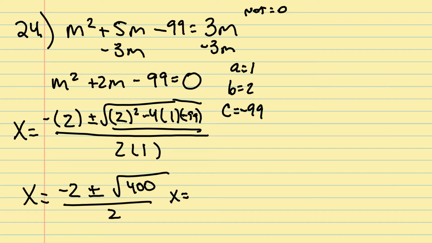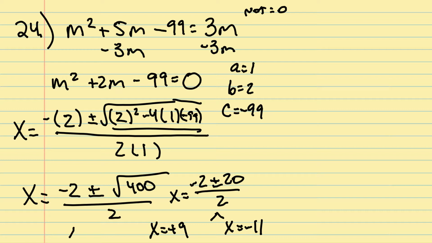I get x equals negative 2 plus or minus 20, because 400 is a perfect square, all over 2. So I have to do negative 2 plus 20, which is 18 over 2. So I get x equals positive 9. Negative 2 minus 20 is negative 22 over 2. I get x equals negative 11.